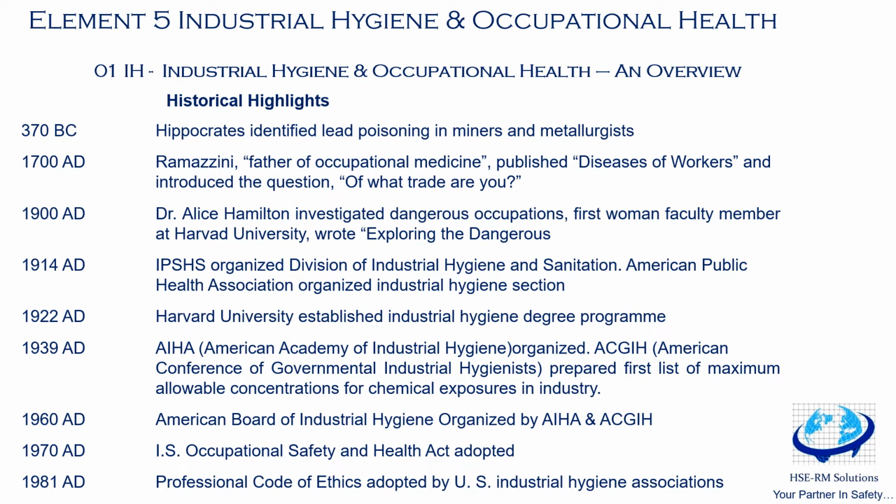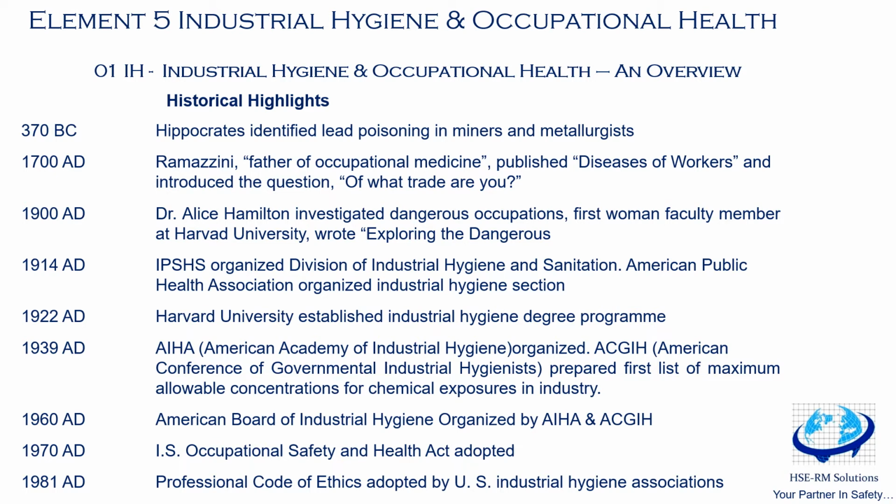Now in 1970, the Occupational Safety and Health Act was adopted. In 1981, the Professional Code of Ethics was adopted by the US Industrial Hygiene Association. And the rest is history; we all know how it is flourishing now. So this was the historical part of it.